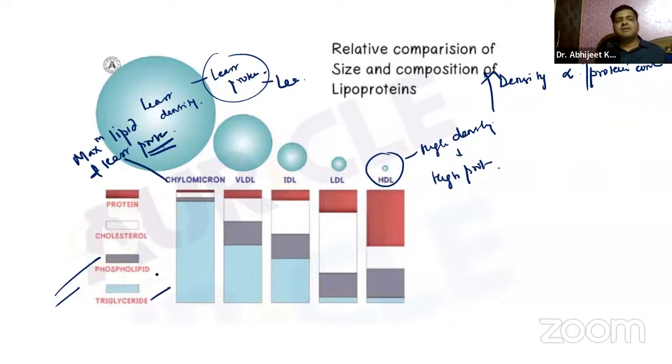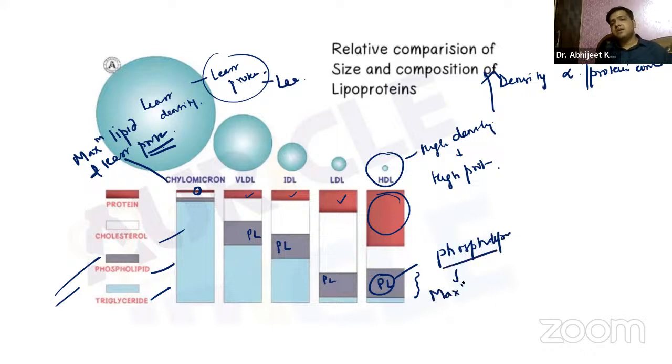So that is triglyceride, phospholipid, cholesterol, and protein. Protein, you can see, is maximum in HDL compared to LDL, IDL, very low density lipoprotein, and chylomicron. Chylomicron has the least protein. And one more thing I have told you: the phospholipid is maximum in HDL. The phospholipid part is maximum in high density lipoprotein. That is something you have to take care of.